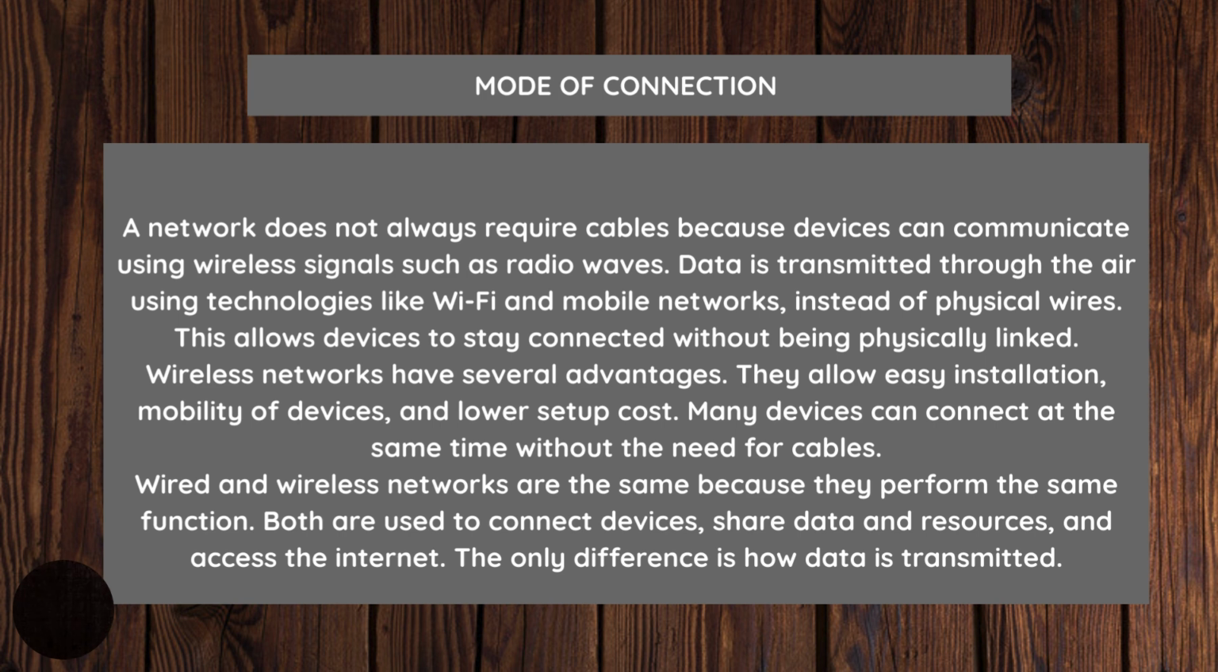So a wireless connection is a networking mode in which devices transmit information without the use of cables. They use things like microwaves, radio waves, etc. For example, when you are using the remote control for your TV, there's no physical cable connecting; the remote control emits radio waves. Data is transmitted through the air using technologies like Wi-Fi and mobile networks instead of physical wires. This allows devices to stay connected without being physically linked.